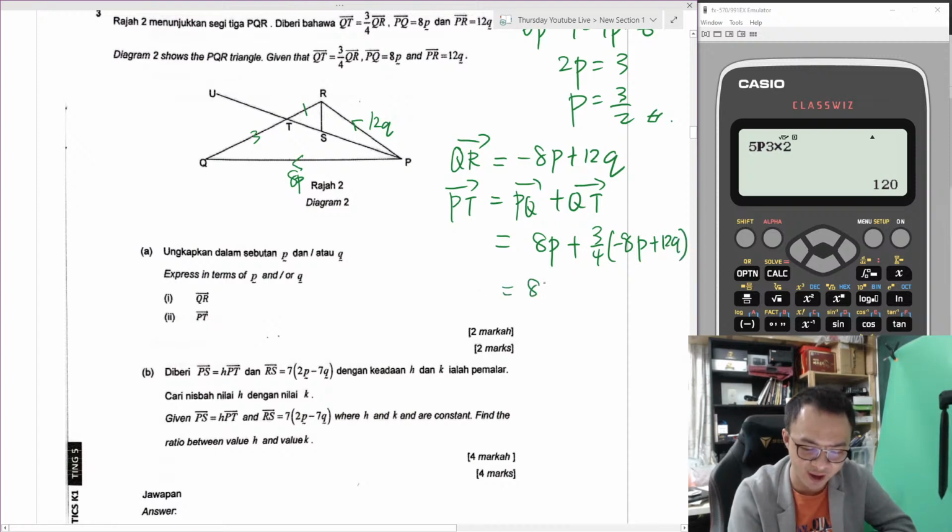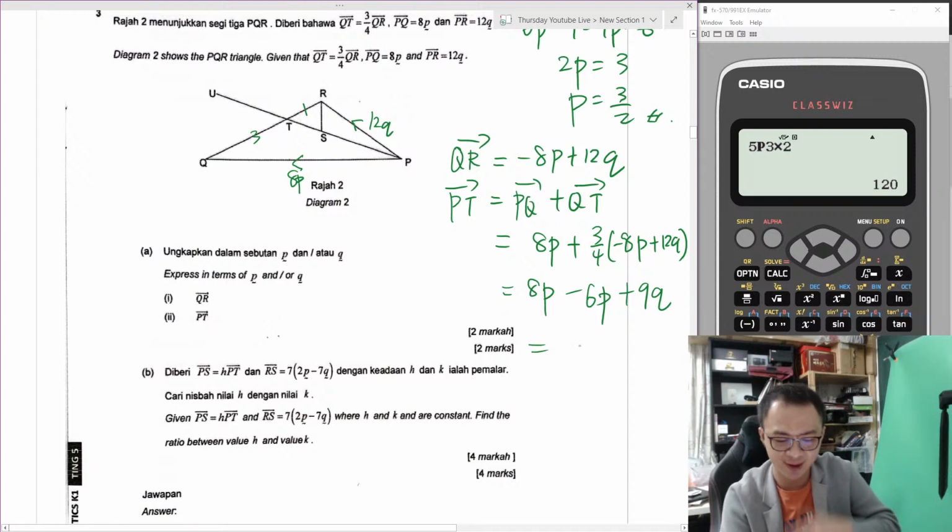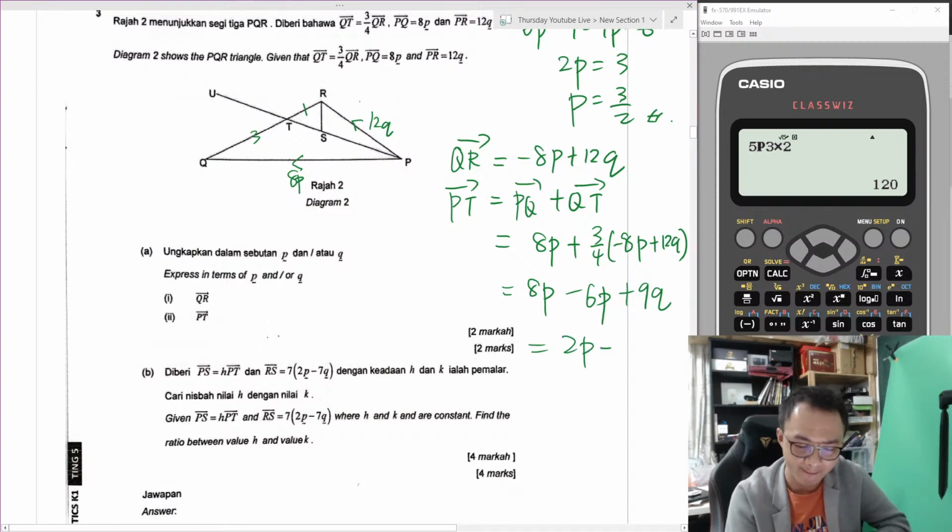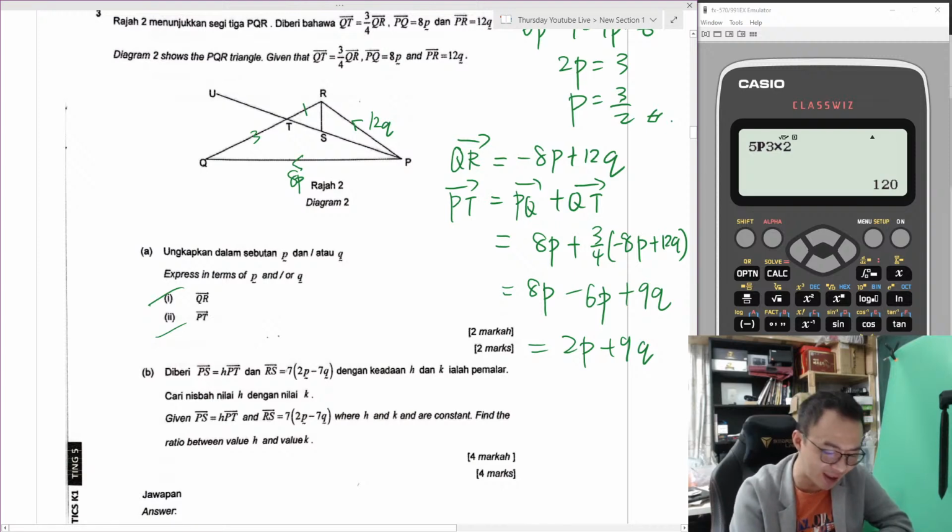Okay, then I will just solve this one off. This is 4, so it will be minus 6P plus 9Q. Okay, I hope I don't make any mistakes. So it will be 2P plus 9Q. Alright, this is my P to T. Done the 2-mark questions.